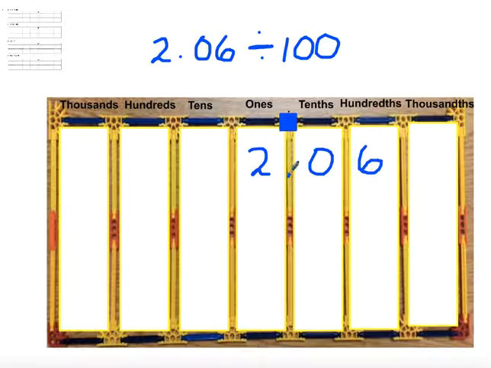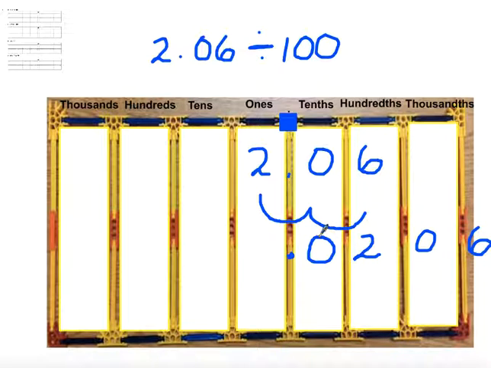2.06. When I divide by 100, I'm shifting it, the 2, if I divide by 10, I shift it once. If I divide by 100, I shift it twice. The 2 would go here, the 0 here, and the 6 would actually be in the 10 thousandths place. Now notice the decimal point needs to stay in the same spot, and there needs to be a placeholder in my tenths place. So 2.06 divided by 100 is 0.206.